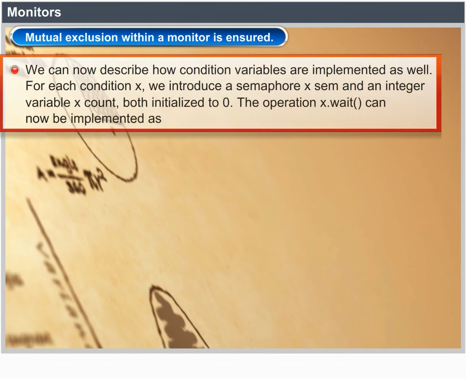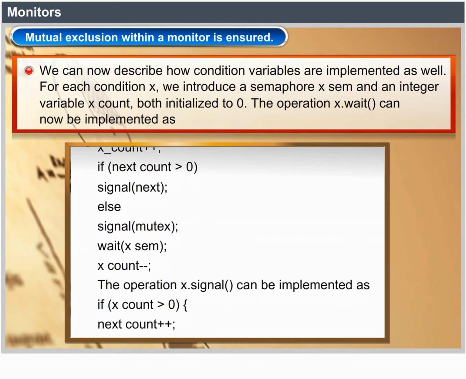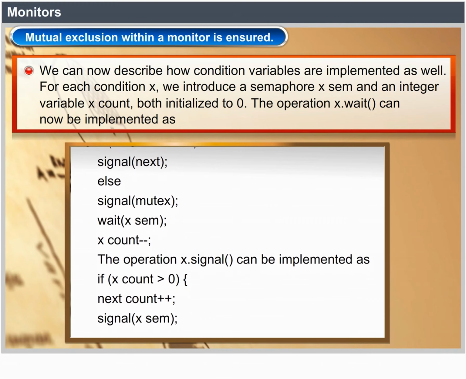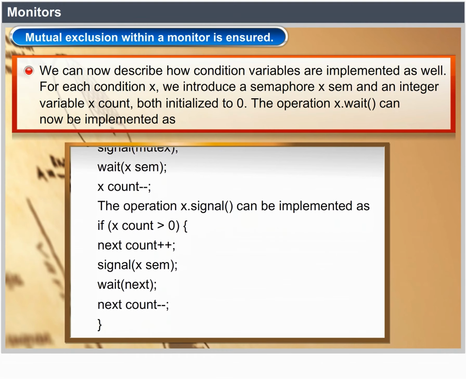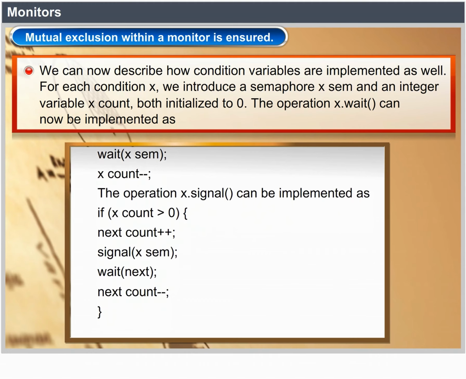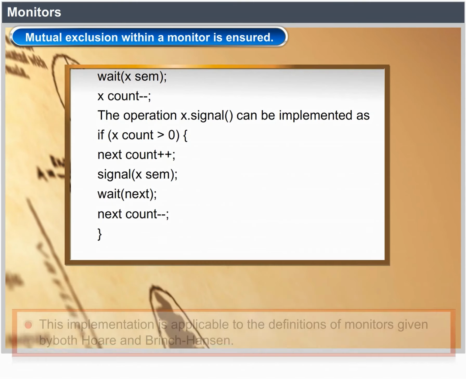For each condition x, we introduce a semaphore x_sem and an integer variable x_count, both initialized to 0. The operation x.wait() function can now be implemented as follows. The operation x.signal() function can be implemented as follows. This implementation is applicable to the definitions of monitors given by both Hoare and Brinch-Hansen.